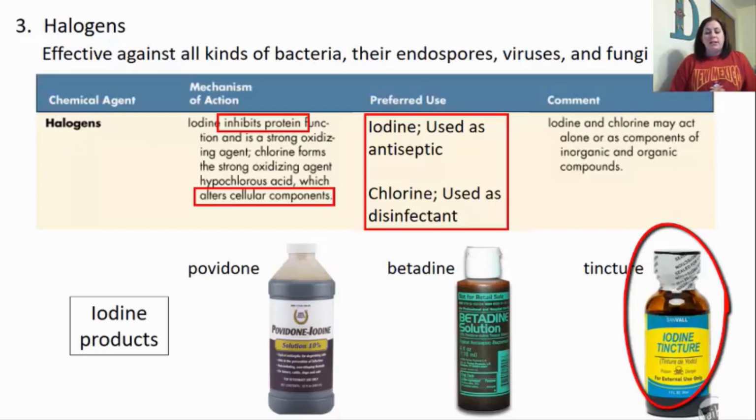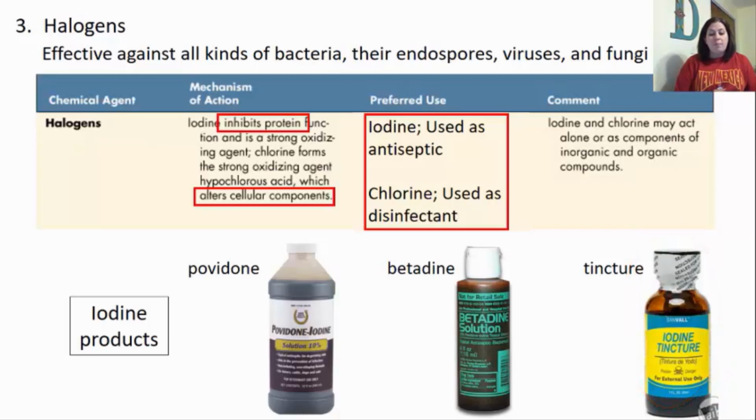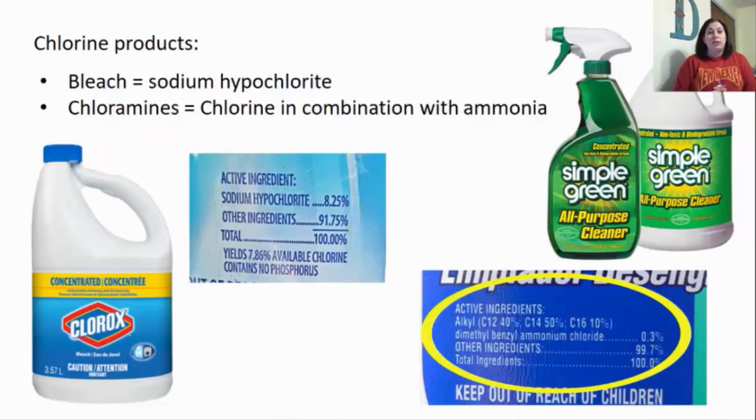The last one here is the tincture. This does not stain, and it's less irritating to the skin than the other types of iodine. It's put into an aqueous alcohol solution, and it is released more slowly. Chlorine products are a little different. We have the bleach. The bleach has sodium hypochlorite in it. We also see the chloramines. This is chlorine in combination with ammonia. One thing with this group too is it doesn't leave a residue, and it's odorless and tasteless.